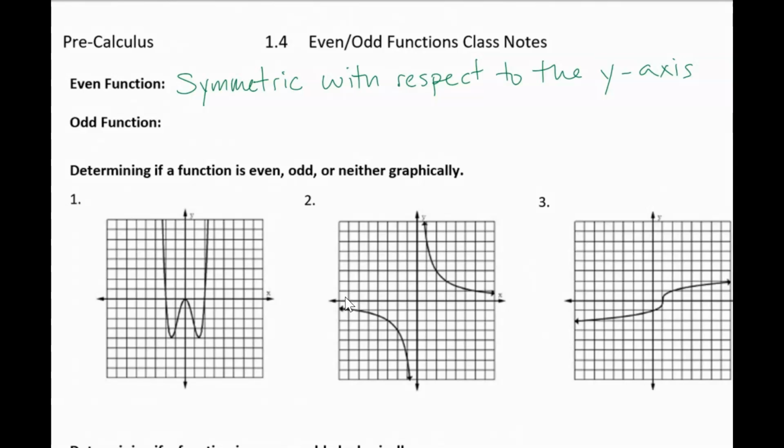Number one. Exactly. Symmetric with respect to the y-axis just means it's been reflected. It looks like it's reflected over the y-axis. So with number 1 right here, if I were to fold along the y-axis, everything lines up, meaning this is an even function.